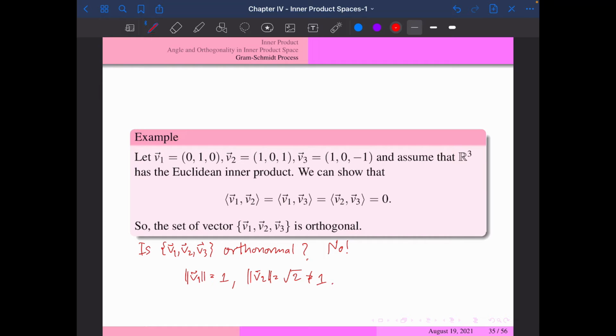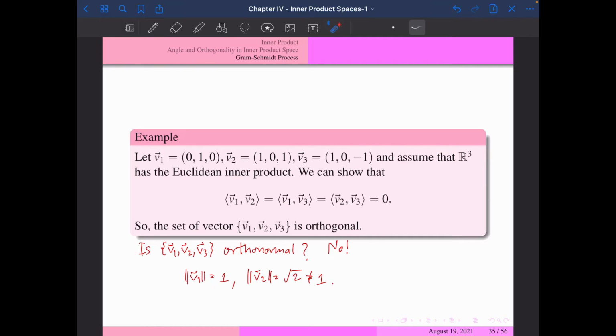But I think you can see that we can change this set to an orthonormal set. So how do we change this set to an orthonormal set? We know that this one is orthogonal, but it's not orthonormal because the norm of the vector v2 is not equal to 1.